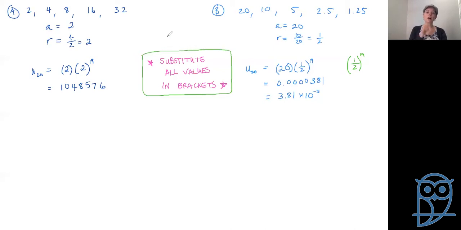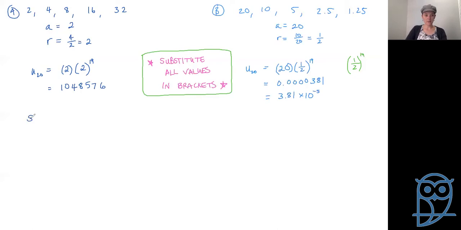But you do not want to be throwing away marks because you don't write in a set of brackets when you're substituting a fraction, in particular when you're raising it to a power. So please make sure you substitute all your values using brackets. So we have the U20s. Let's try a sum. Let's try one of each.